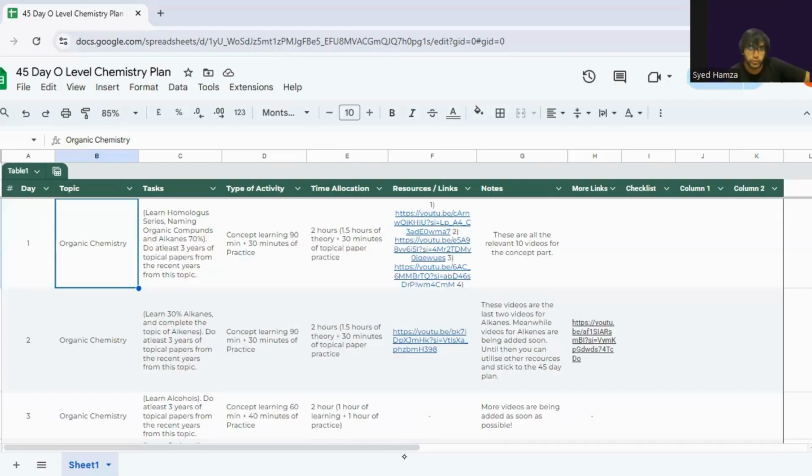So the first task is learning the homologous series, naming organic compounds and alkanes. You need to cover 70% of the alkanes chapter, and then you have to do at least 3 years of topical past papers from recent years for this topic. I've also divided the time that you need to put in between the practice and the concept learning.